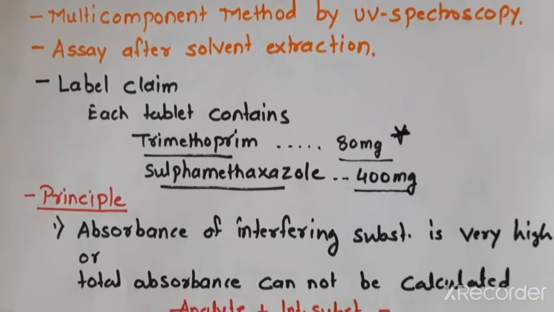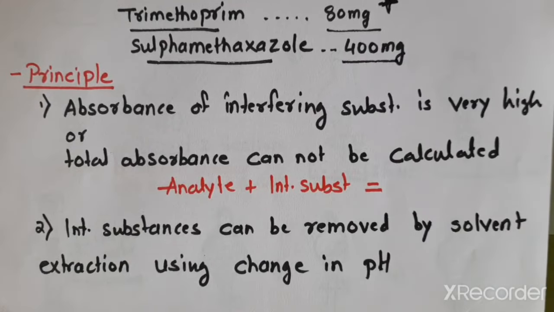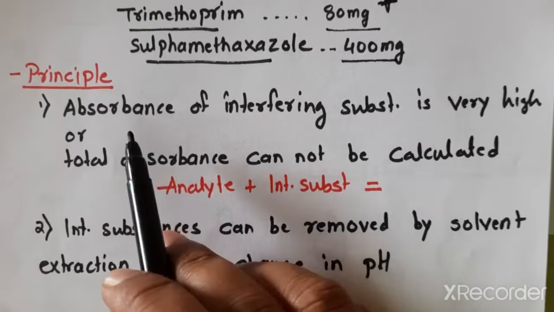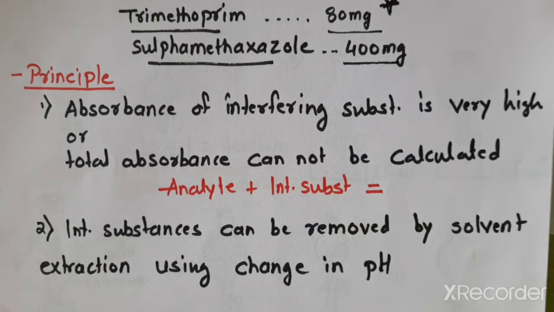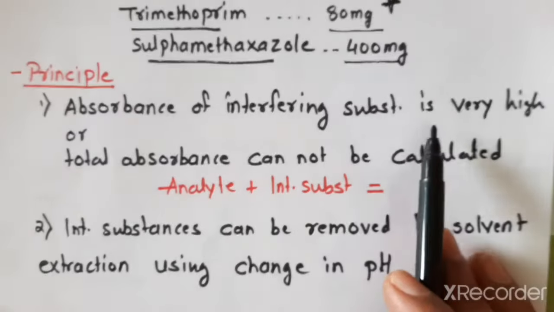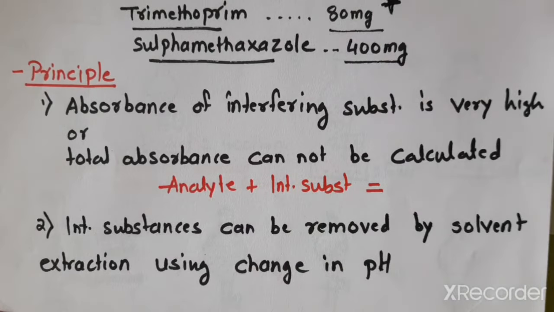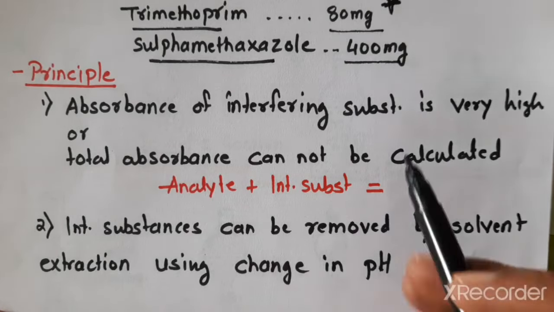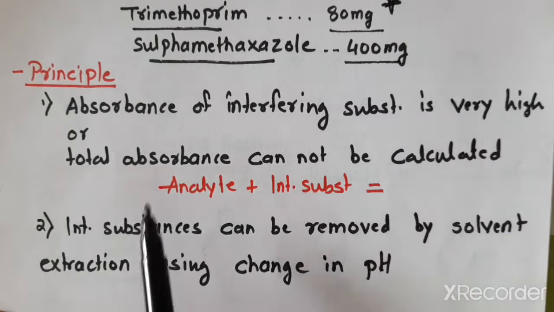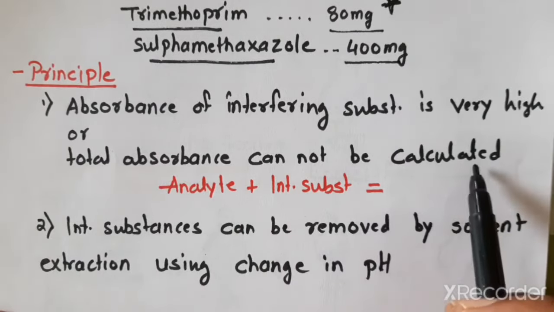Starting with the principle of the experiment. This is the assay after solvent extraction method. It is a multi-component method of analysis because it has two components in a formulation. When the absorbance of an interfering substance is very high, then the total absorbance cannot be calculated.